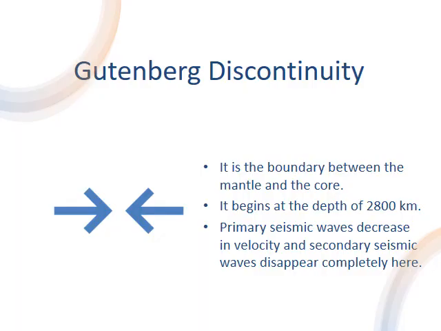Gutenberg discontinuity. It is the boundary between the mantle and the core. It begins at a depth of 2800 kilometers. Primary seismic waves decrease in velocity and secondary seismic waves disappear completely here.